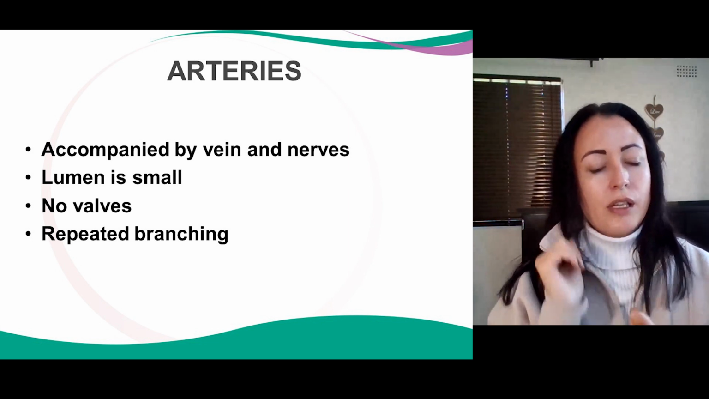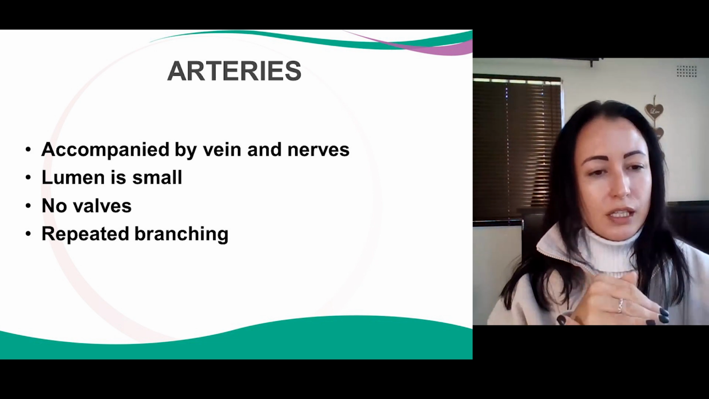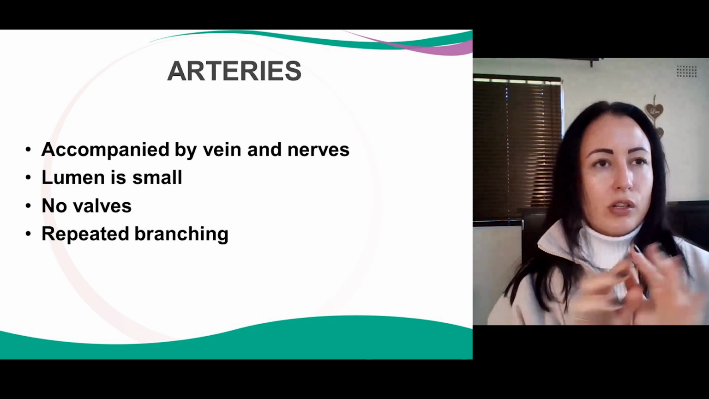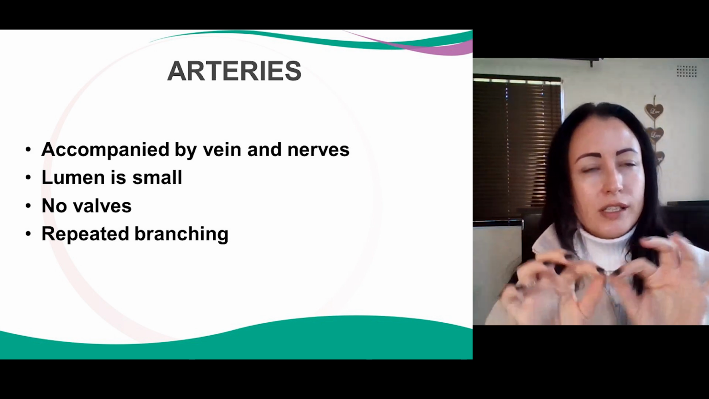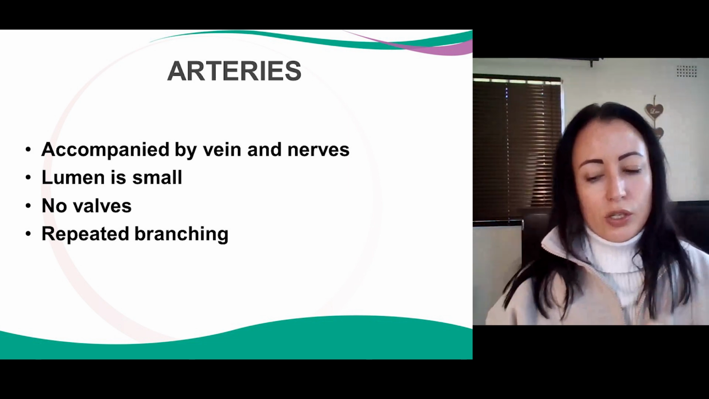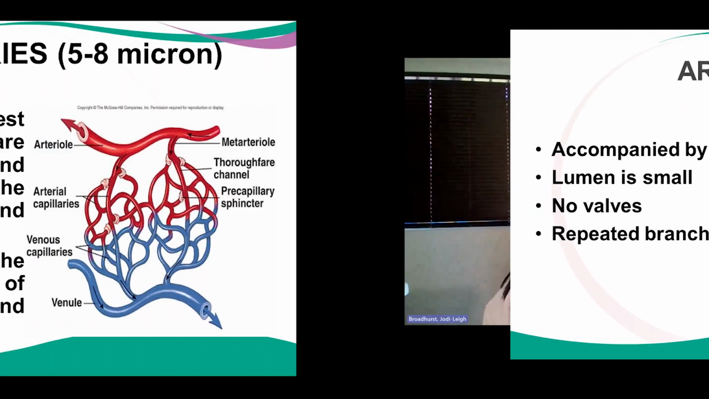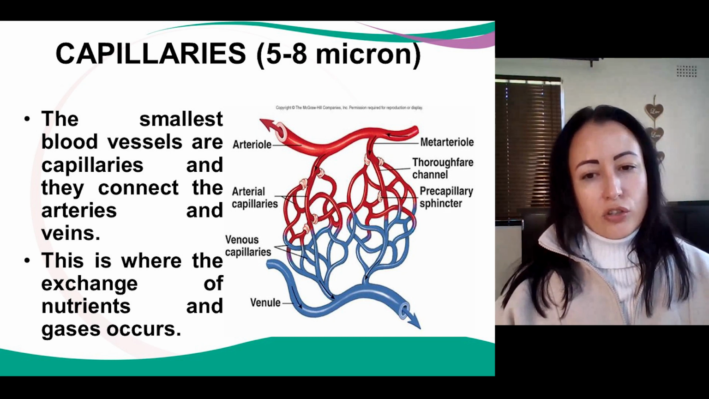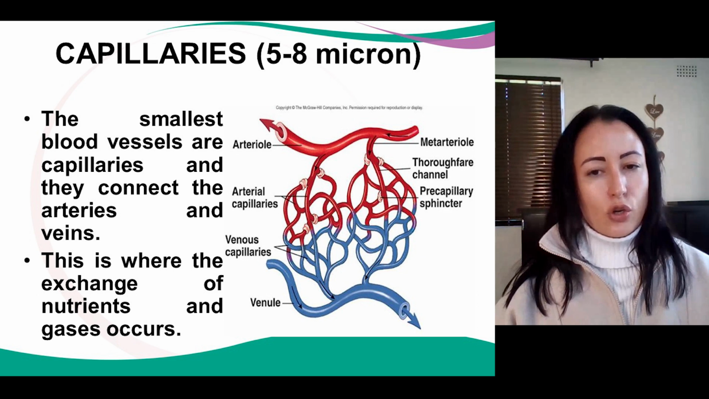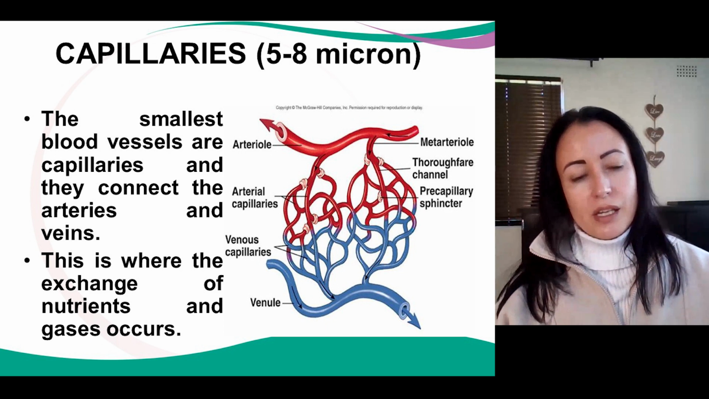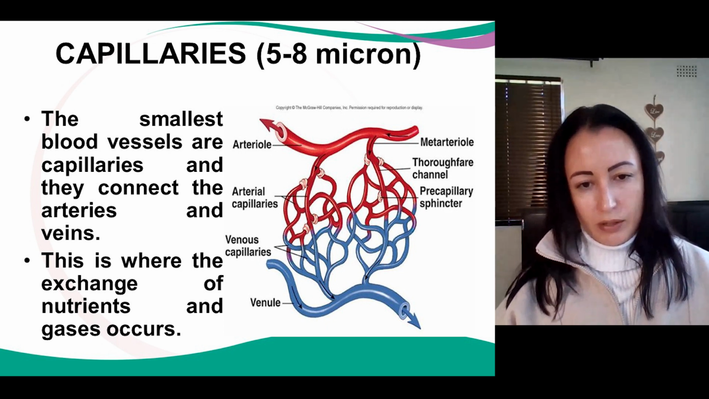It has no valves. The blood is moving at a high pressure, so it doesn't need any valves to keep it in place. And it has repeated branching. It always branches out into a whole lot of different arteries, and then arterioles, which are smaller arteries, and then from arterioles into capillaries. Capillaries are the smallest blood vessels, and they connect the arteries and the veins, and this is where the exchange of nutrients and gases occurs. So we basically streamline our blood into smaller blood vessels, and these are called capillaries.